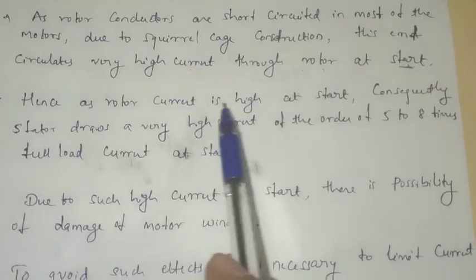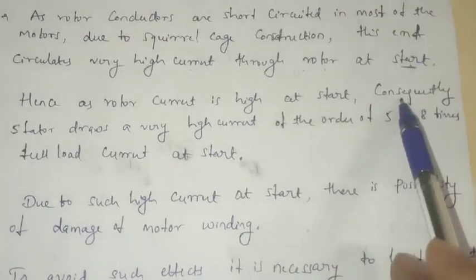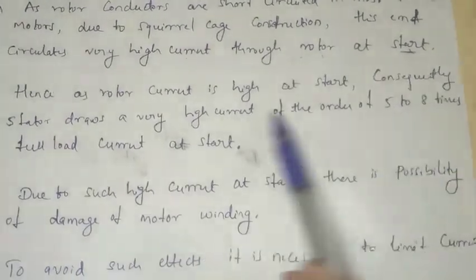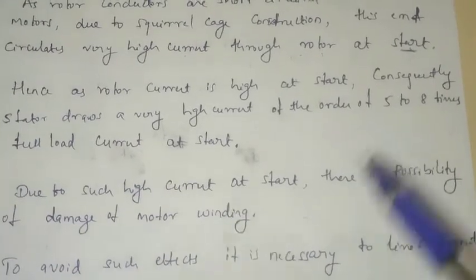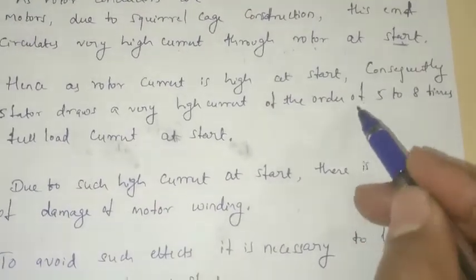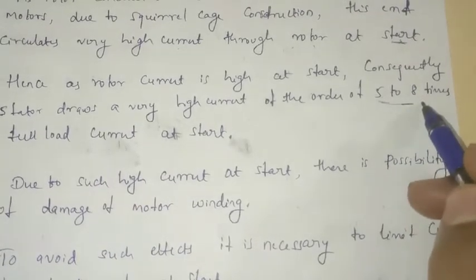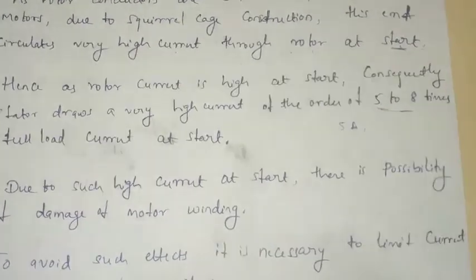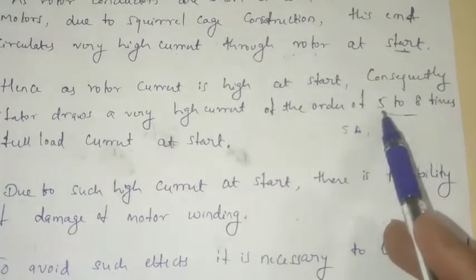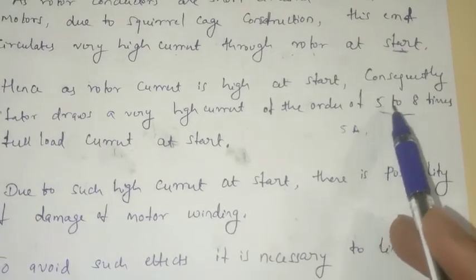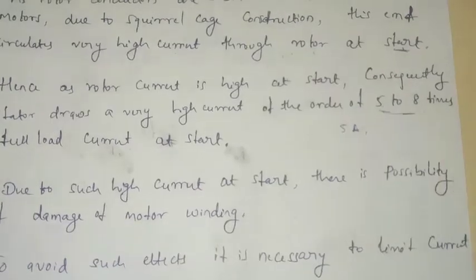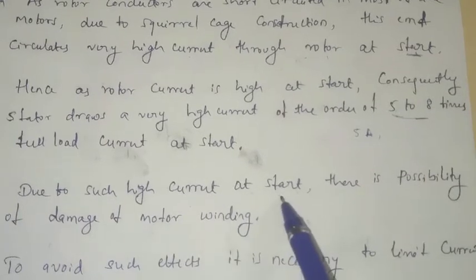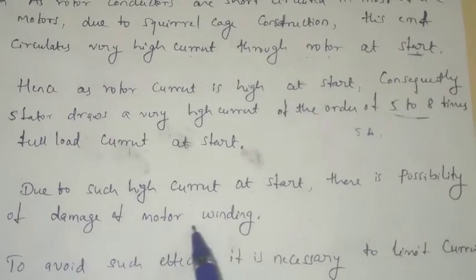Hence, as the rotor current is high at starting condition, consequently the stator draws a very high current, of the order of 5 to 8 times the full load current. It means that at the initial condition, the stator draws 5 to 8 times the full load current. For example, if the motor has a full load current of 5 amperes, then initially it carries 5 times, 5 into 5, 25 amperes. Obviously, due to such high current at starting condition, there is a possibility of damage to the motor winding.